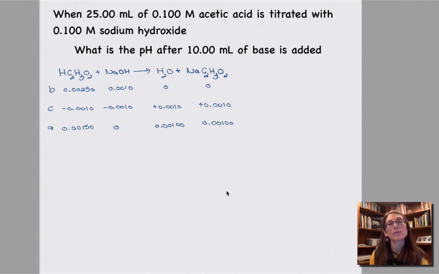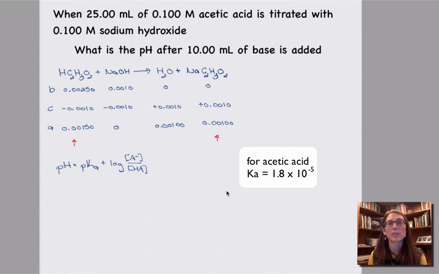And we'll see that once this reaction has come to completion, I have both the weak acid and its conjugate base present in solution, which means I have a buffer. And so I can use the Henderson-Hasselbalch equation to solve for the pH. And remember, when you're using that equation, you can either use molarity or moles of your acid and conjugate base.